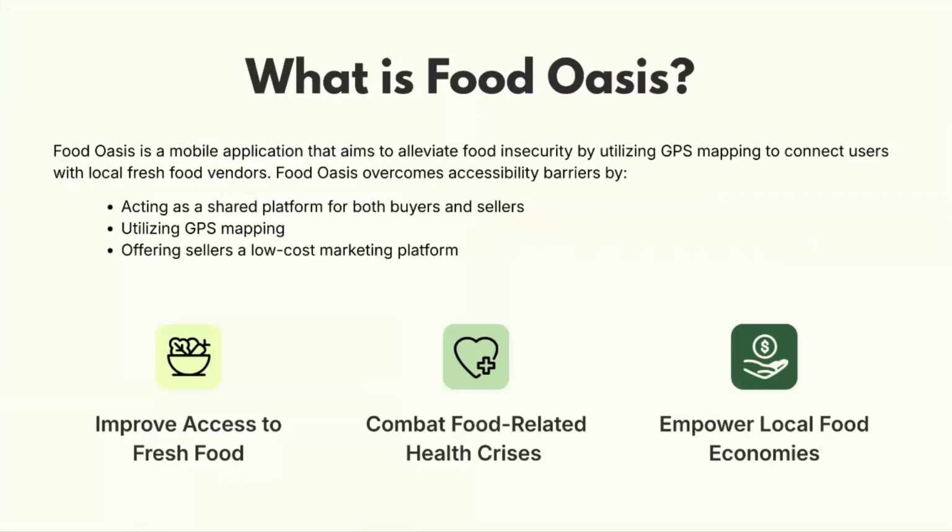Food Oasis overcomes these barriers by leveraging GPS technology to link users to local food resources. At the same time, this application acts as a low-cost marketing platform for those small businesses. Food Oasis aims to improve users' access to fresh food, decreasing food insecurity, and as a result, preventing its associated health crises. Food Oasis empowers communities to easily locate nutritious foods while also promoting local food economies.